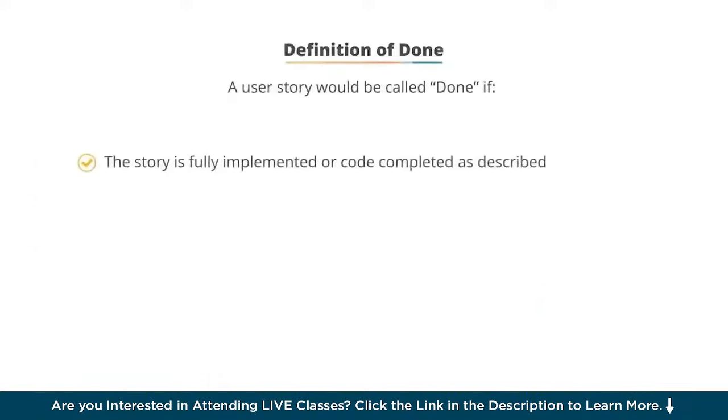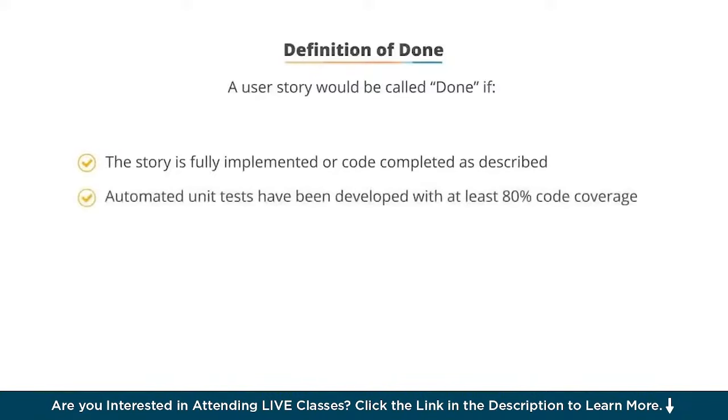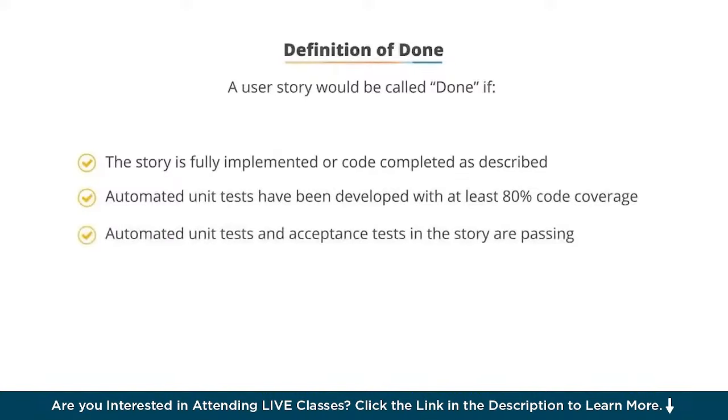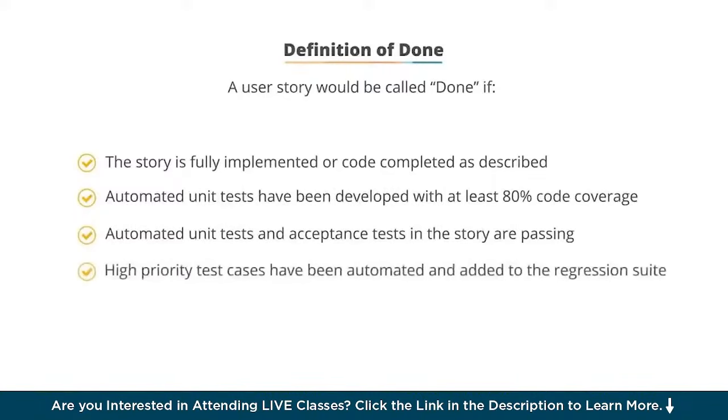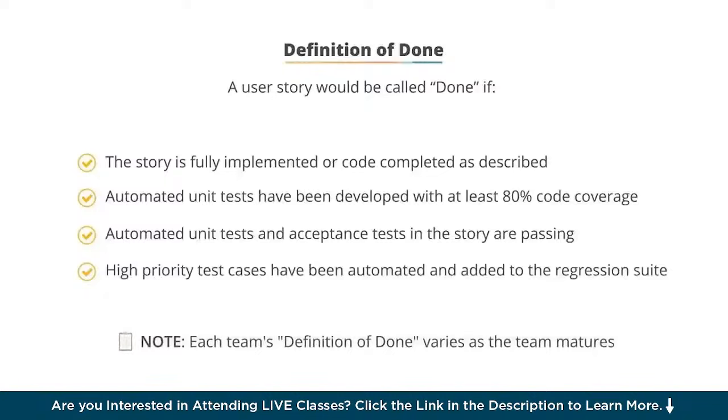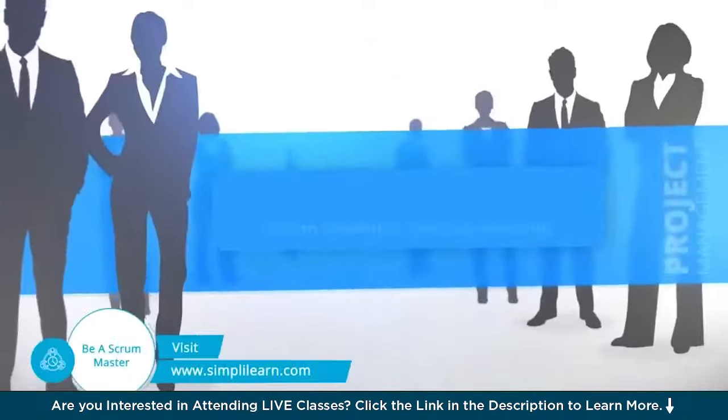The story is fully implemented or code completed as described. Automated unit tests have been developed with at least 80% code coverage. Automated unit tests and acceptance tests in the story are passing. High priority test cases have been automated and added to the regression suite. Note, this is only meant to be an example. Each team's definition of done will vary slightly depending on the maturity of the team and the specific situation of the team.